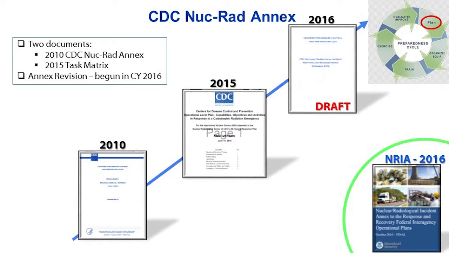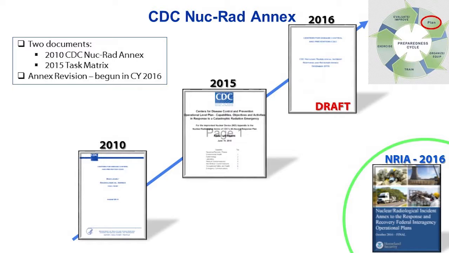We have two documents as of right now. We have one from 2010, which is our nuclear radiological annex, when it was developed. Since that time, in 2015, we developed a task matrix. This specified more of the roles and responsibilities across the agency as we were going forward.